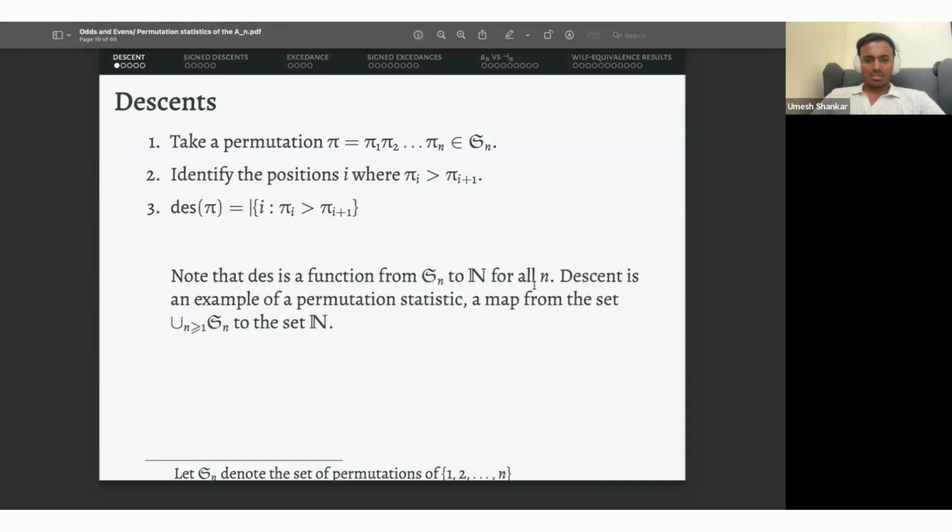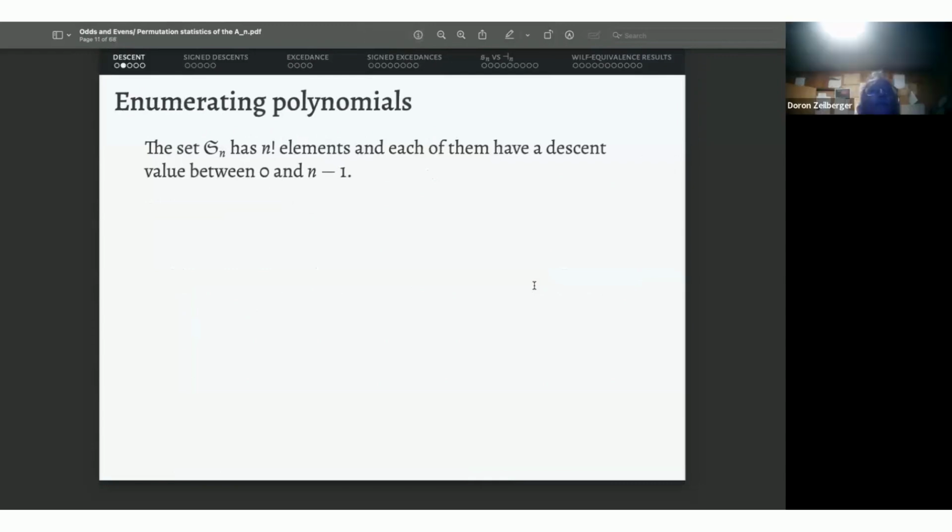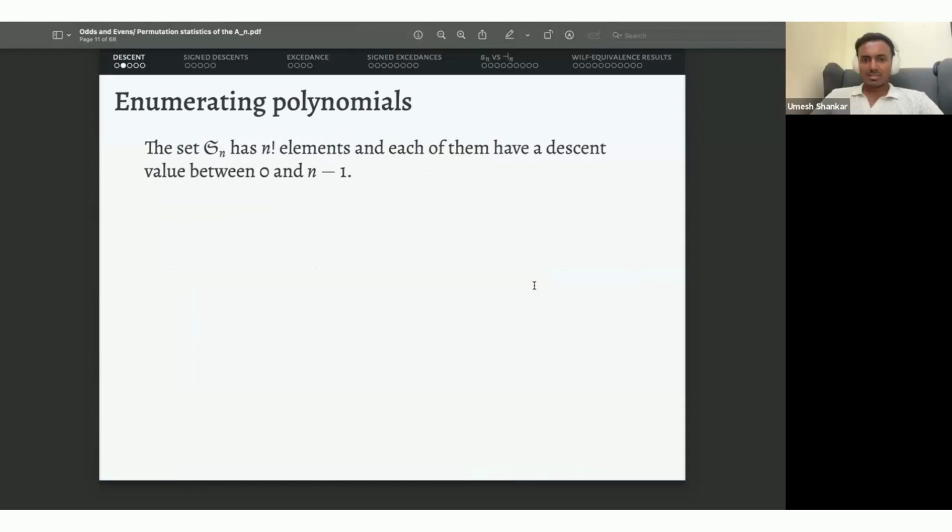The descent, as we can see, is a function that we can define on any permutation of any size. So it's a function from S_n to the naturals for all n. Descent is an example of a permutation statistic, a map from the union of the S_n to the set of naturals. So, enumerating polynomials. Let me just define what these are. The set S_n has n factorial elements. Each of these permutations will have a descent value between 0 and n minus 1.